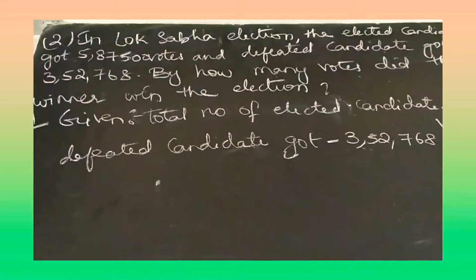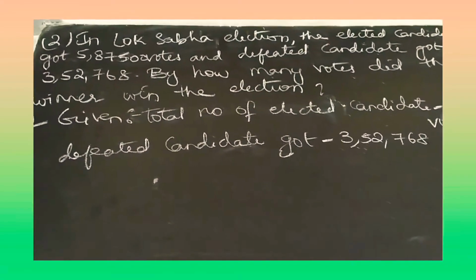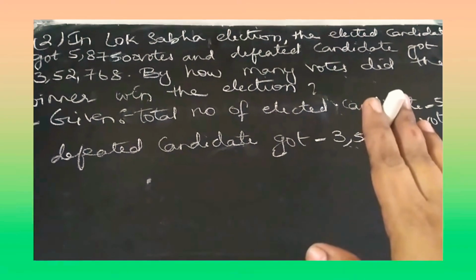Okay, total number of people are 54,284. Second one is in Lok Sabha election, the elected candidate got how many votes?